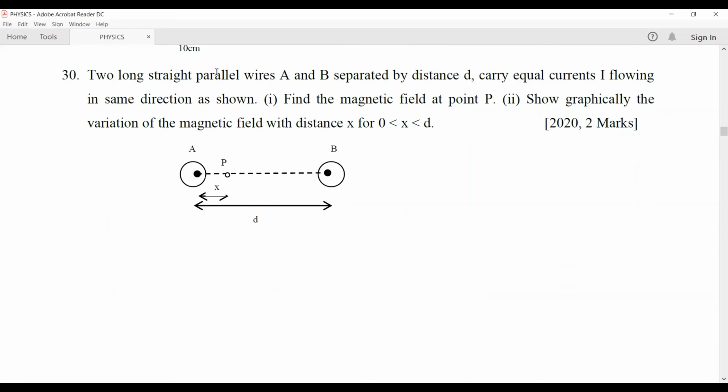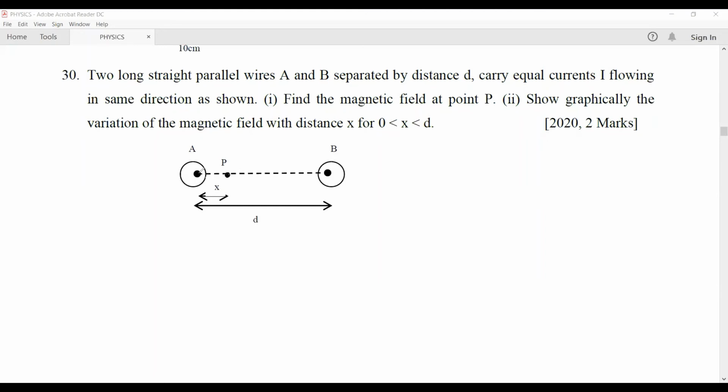Question number 30: two long straight parallel wires A and B, separated by a distance D, carry equal currents I flowing in the same direction. So A and B are the current carrying wires in which the current is flowing perpendicular to the plane of the board. Find the magnetic field at a point P.